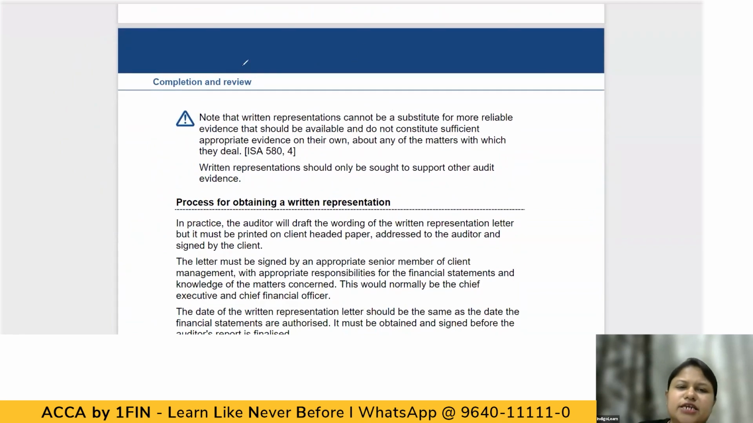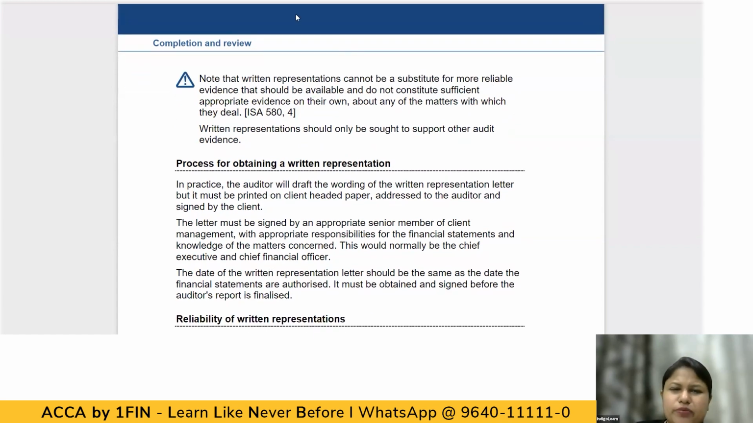Here they're very clearly told, written representations are not a substitute for more reliable evidences, and they could not constitute sufficient appropriate evidence on their own. So they are only what? They should be sought to support other evidences. They should never become what? Individually sufficient appropriate evidences.